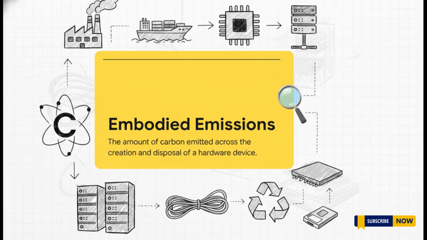This is what we call embodied emissions. This covers all the carbon that was coughed up during the manufacturing, the shipping, and eventually the disposal of all that physical hardware. We're talking servers, network cables, processors, the works. Every single piece of gear has a carbon price tag attached to it before it's even switched on, and our software has to account for its slice of that pie.